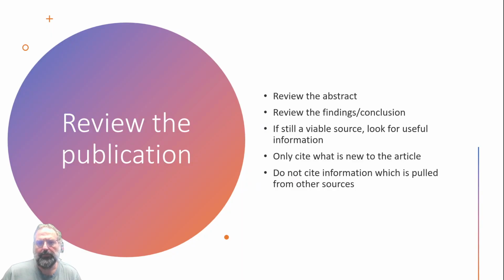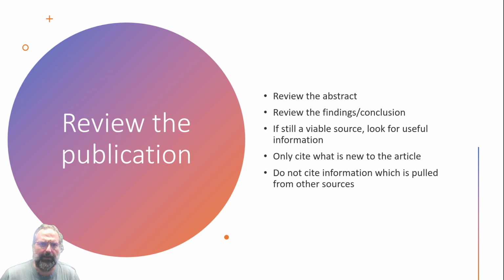Your next step is to go through, review the publication, and see, is this any good? So you'll basically start by reviewing the findings and the conclusion. So typically I read the abstract, at least skim it, and then also the same thing with the findings and conclusion. And then if it still looks good, you might dig into the actual outcomes of the paper.